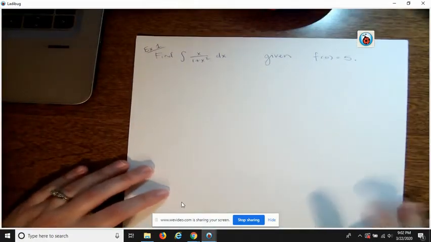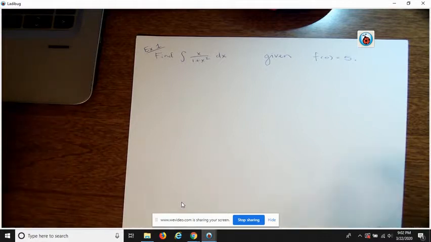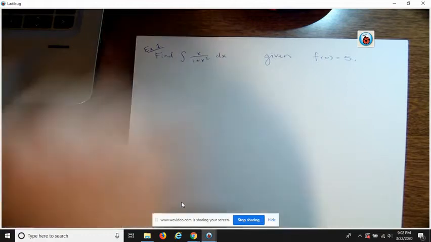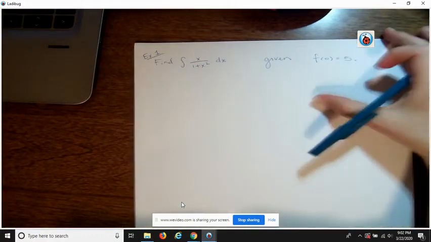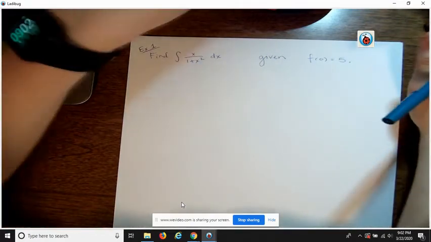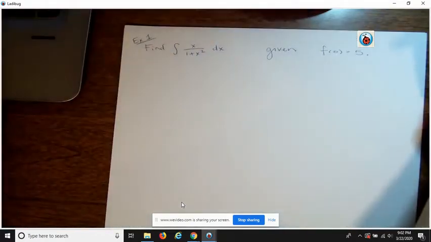You guys requested examples of integrating natural logs. I'm going to give you guys a few examples. I've written down the first example. Also, these are probably going to be pretty choppy because I'm making up stuff as I go.